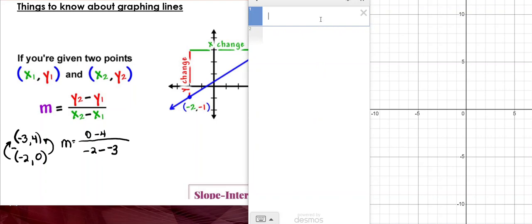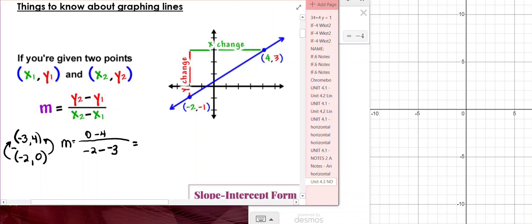all right, then you can use your calculator and just type it in. 0 minus 4. And then this one is pretty cool because we don't have to worry about this. Just put subtract -3. And the answer is -4. So the slope is -4. And that's how you use the equation to solve for the slope.